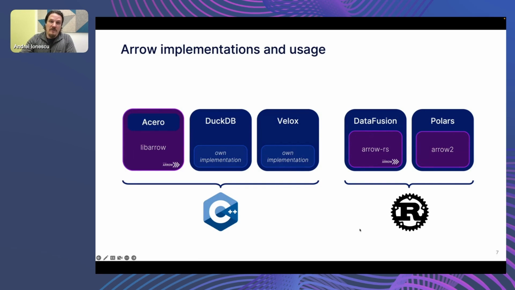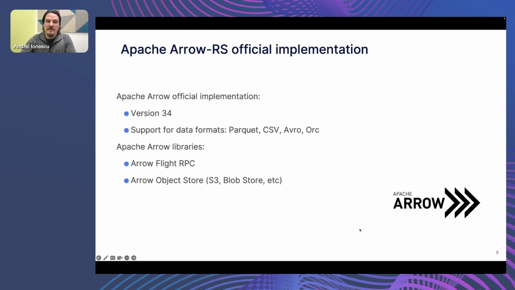So let's first go on the official implementation of Apache Arrow in Rust called Arrow RS. So currently, this implementation is at version 34, and by that number, looking at that big number, we can see that heavy development is happening on this repository.